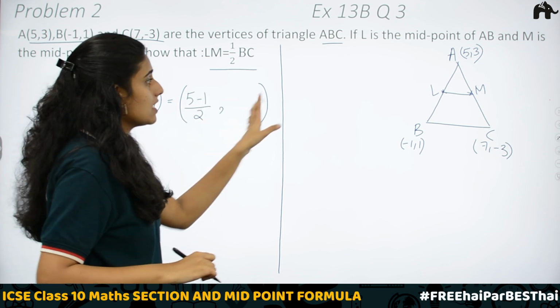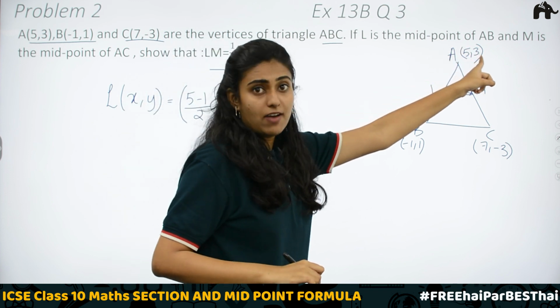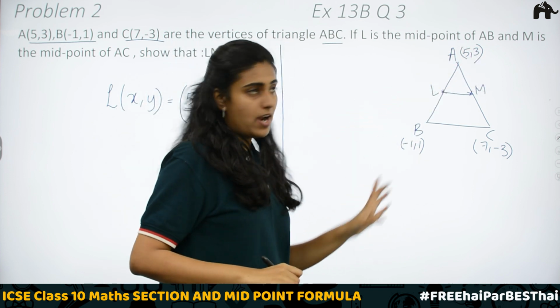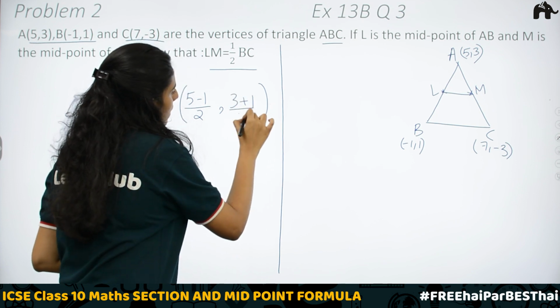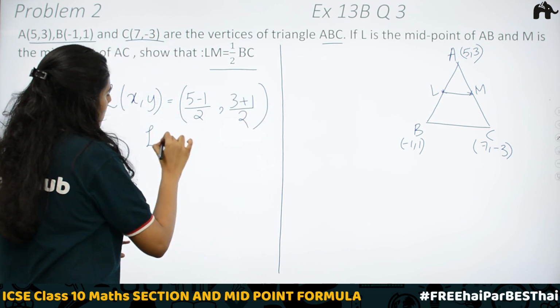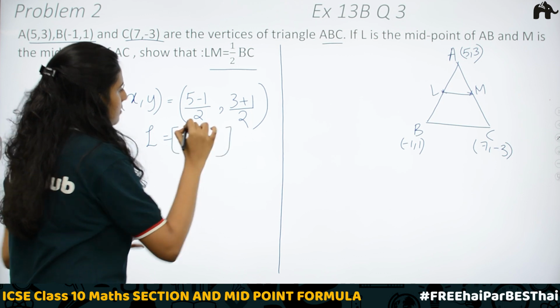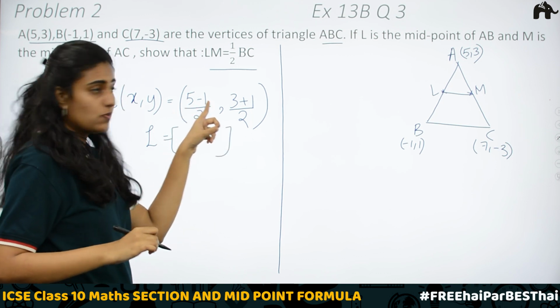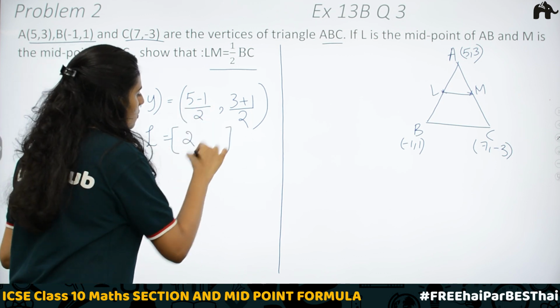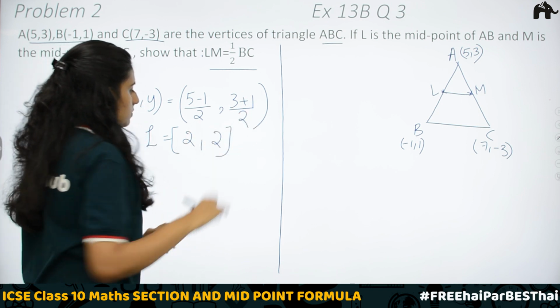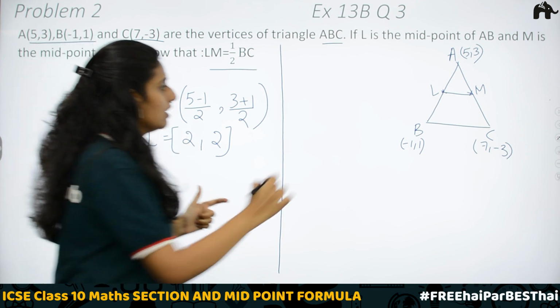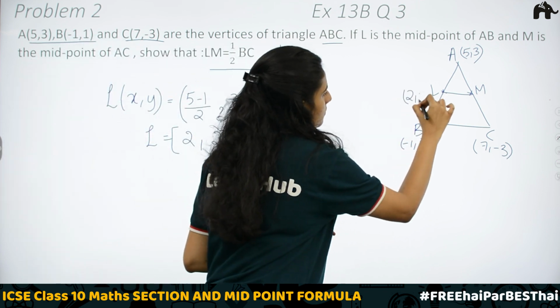And the Y coordinate, here we have Y1 is 3 and Y2 is 1. 3 plus 1 divided by 2. Therefore, the coordinates of L are, 5 minus 1 is 4, 4 by 2 is 2, and 3 plus 1 is 4, divided by 2 is 2. We got the coordinates of L as (2, 2).